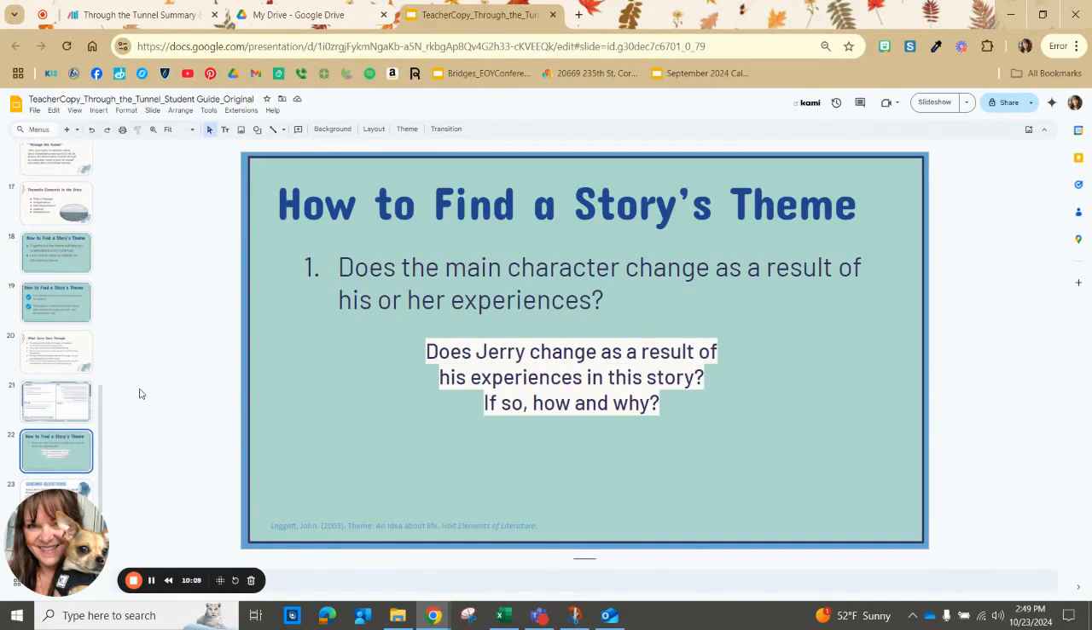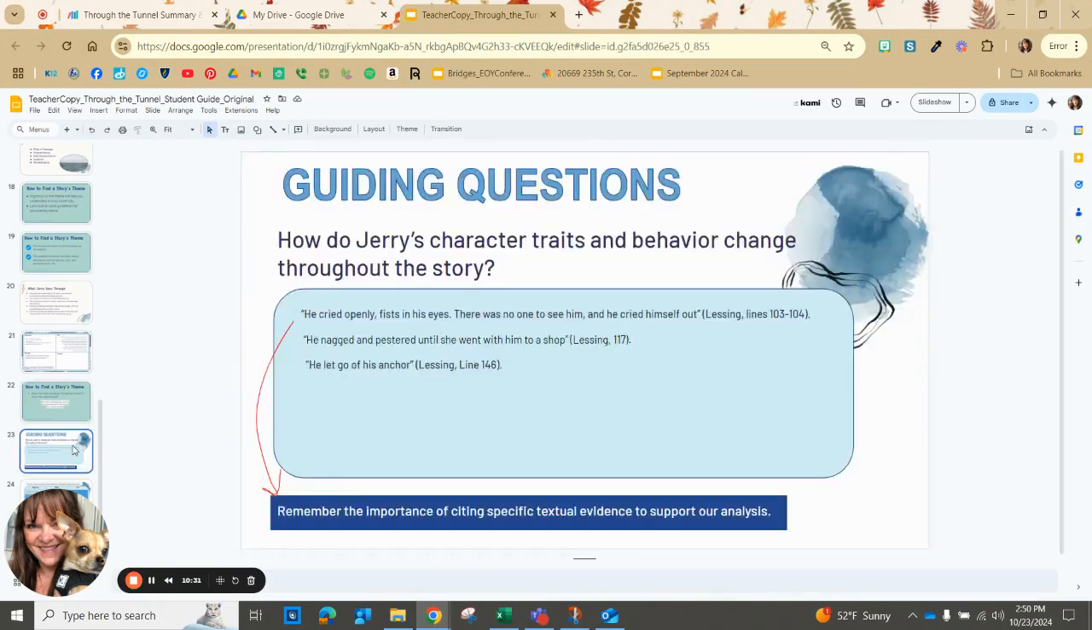So taking this story into effect, does Jerry change as a result of his experiences in this story? If he does, how? How do we see him change, and why? Why do we see him change? Or why does he change as a result of these experiences? What causes the change?